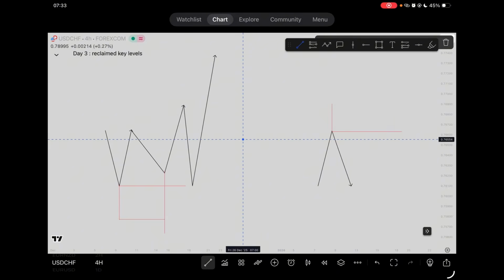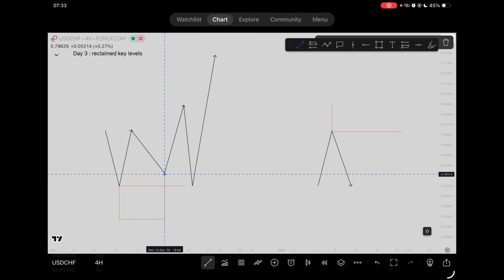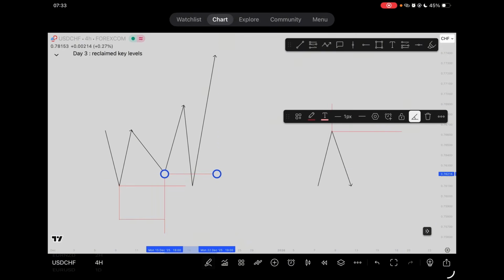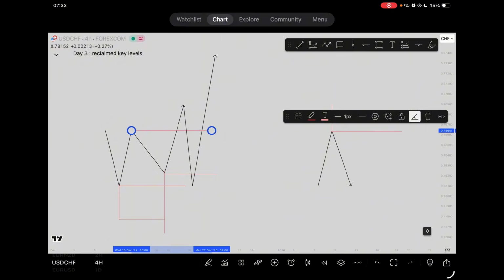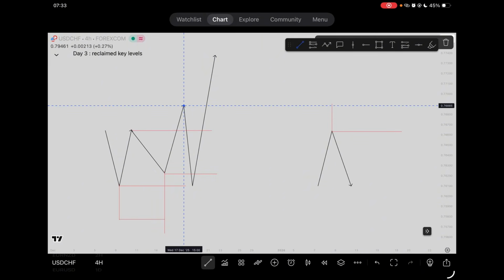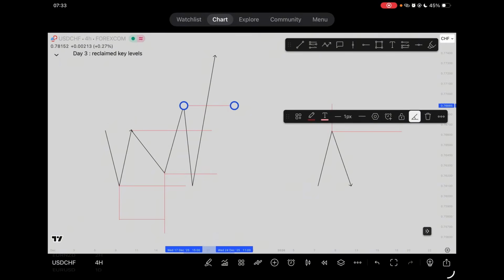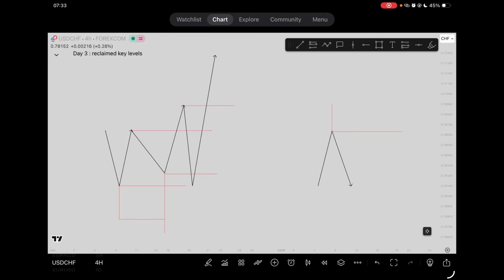Now you will ask me why. You might see that there's a key level right here, there's a key level right here, and there's a key level right here. Why didn't price use these key levels? Alright, I just want you to put in mind that anytime this reclaimed key level happens, it is bound to come back to this key level that was swept.